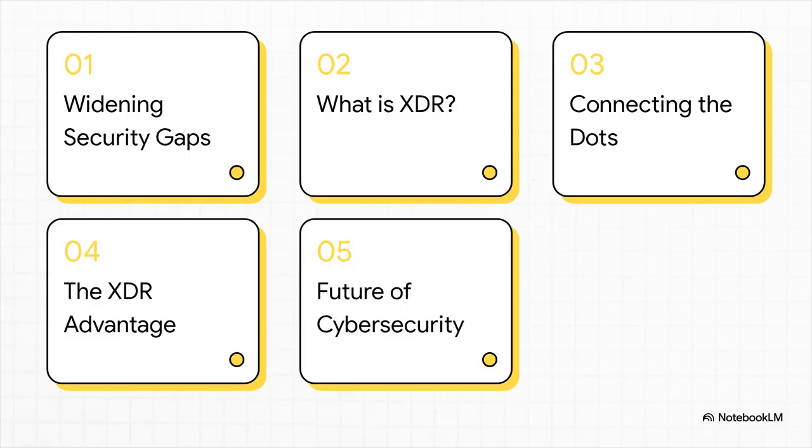All right, here's our game plan. First, we'll talk about the security gaps that made something like XDR so necessary in the first place. Then, we'll get right into what it is and how it connects all the dots. After that, we'll cover the real-world advantages, and finally, we'll look ahead to the future of cybersecurity.